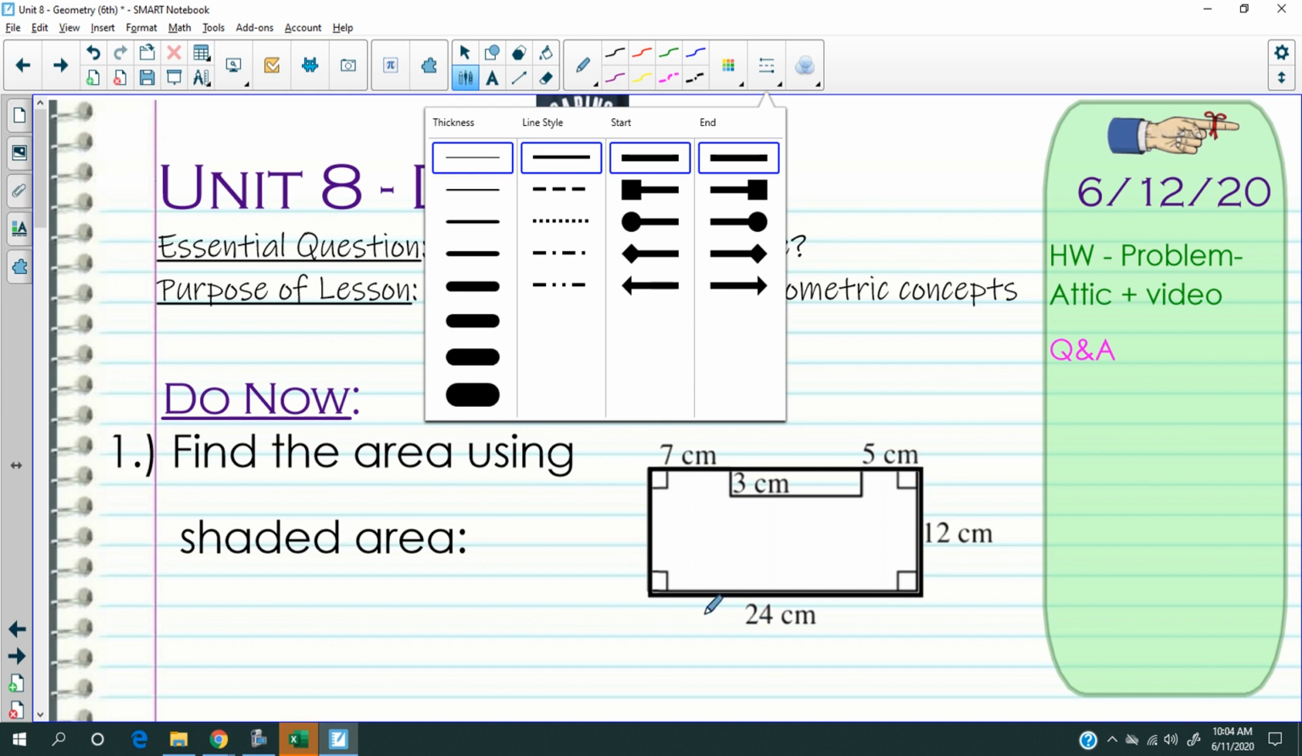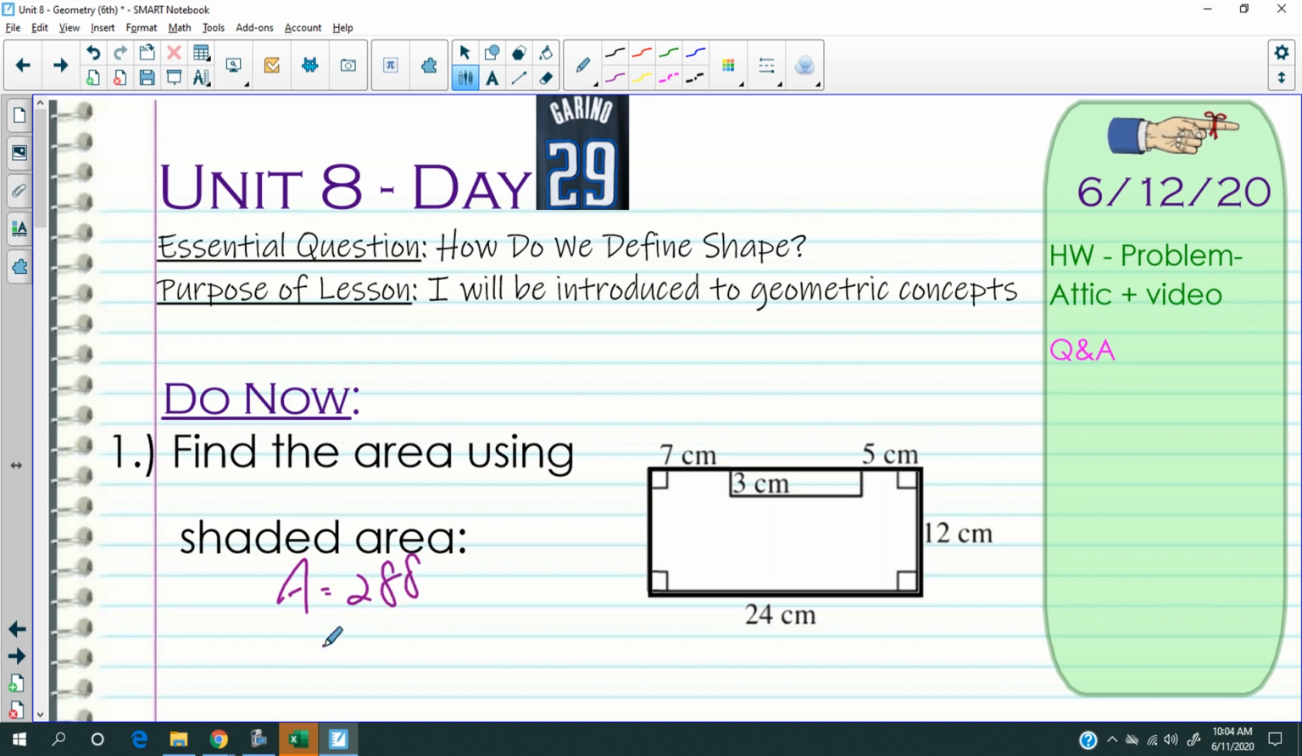Now, what is this? This is 12 by 24. What's 12 by 24? 288. So this is 288, and I'm gonna subtract from that. What is that? Now I gotta find out. So the little side here is 3. I need to know how long the length of the smaller rectangle is. So if this is 7 and that's 5 and that's 24, I got 24 take away 7, that's 17. 17 take away another 5 is 12. So this is 12. So 3 by 12 is 36. That's 252 centimeters squared.